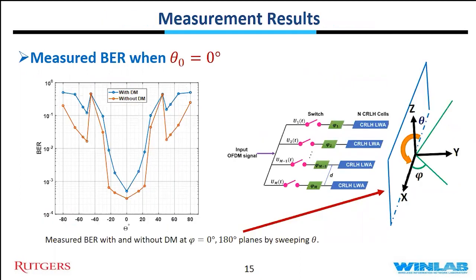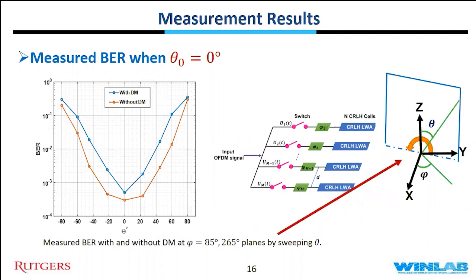This is one of our measurement results. Suppose that the main beam direction is along the Z direction. In the shown plane, we change the location of the receiver antenna from theta negative 90 to positive 90, as you can see here. In the desired angle, you can see that both achieve a low bit error rate, while in other unwanted angles, with directional modulation, we achieve a higher bit error rate in comparison with without directional modulation, which means the security will be enhanced in other unwanted angles.